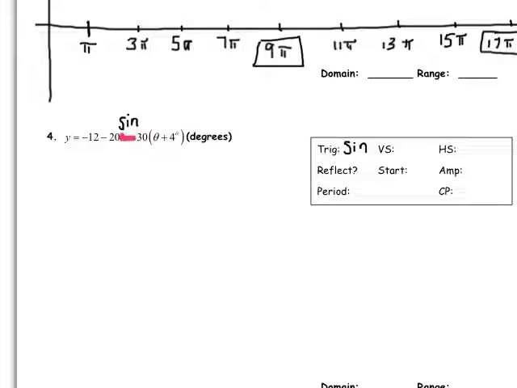Alright, our vertical shift is down 12. Our horizontal shift is left 4. Remember that when you see a plus sign, it's actually left. And we're in degrees right now.